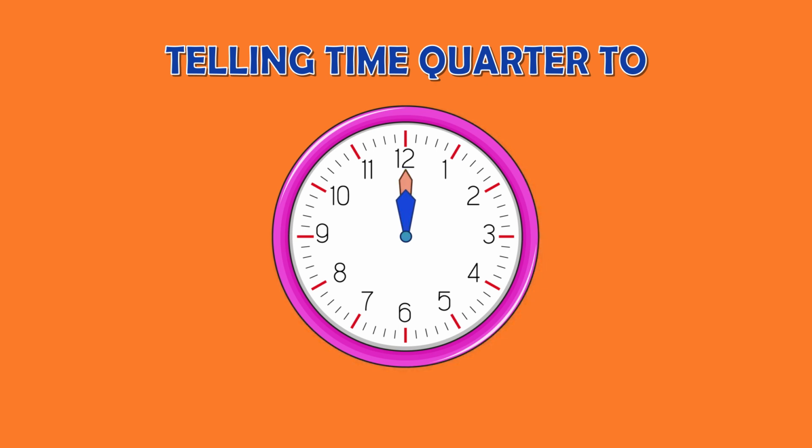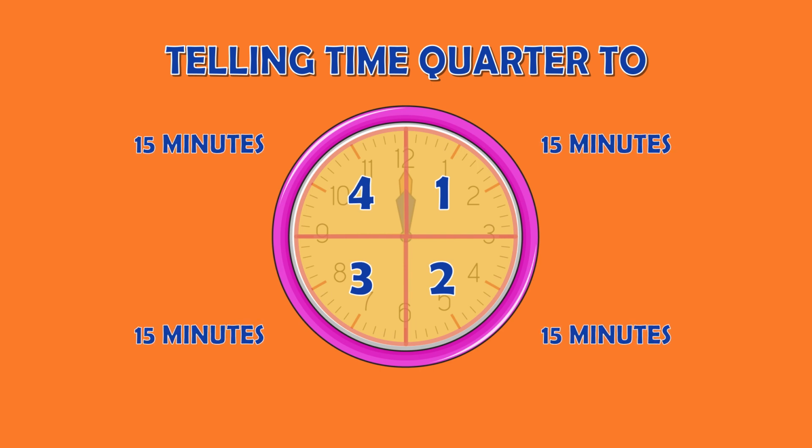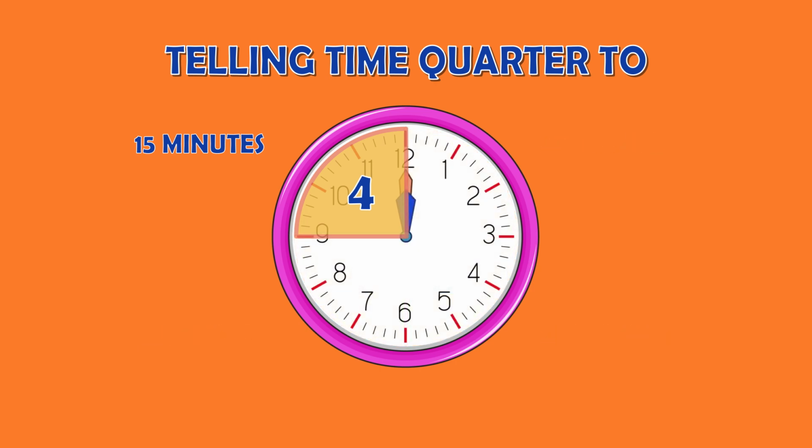Let's look at how the clock can be divided in quarters. This is half the clock. This is in quarters. There are four quarters to this clock. It takes 15 minutes for the minute hand to travel through each quarter of the clock. In this lesson, we are going to focus on the last quarter, the last 15 minutes of the hour.